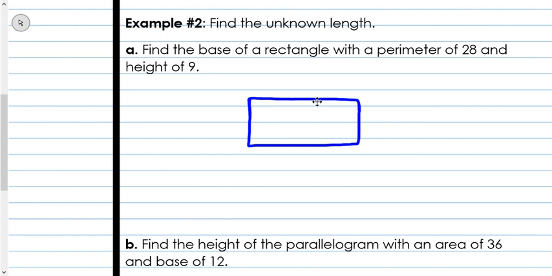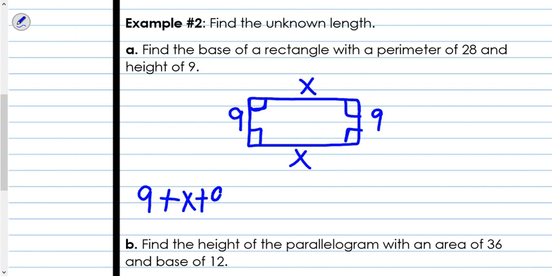Well, it's 9 tall. And I know that if it's 9 on the left-hand side, it's also 9 on the right-hand side because it said it's a rectangle. And with the rectangle, the opposite sides are equal. It also said it had a perimeter of 28. So I don't know what the top and bottom are, but I know they have to be the same, because whatever the top is, the bottom is also. So I do know that 9 plus x plus 9 plus x equals 28.